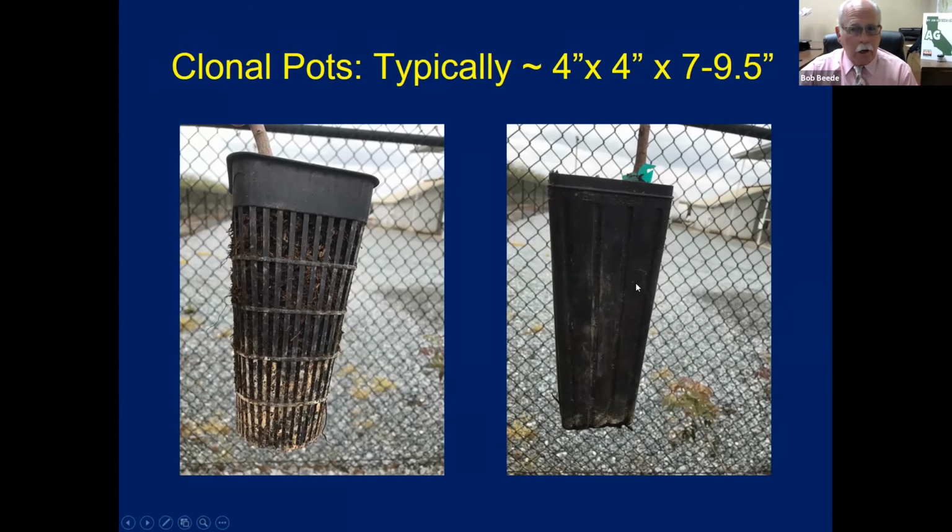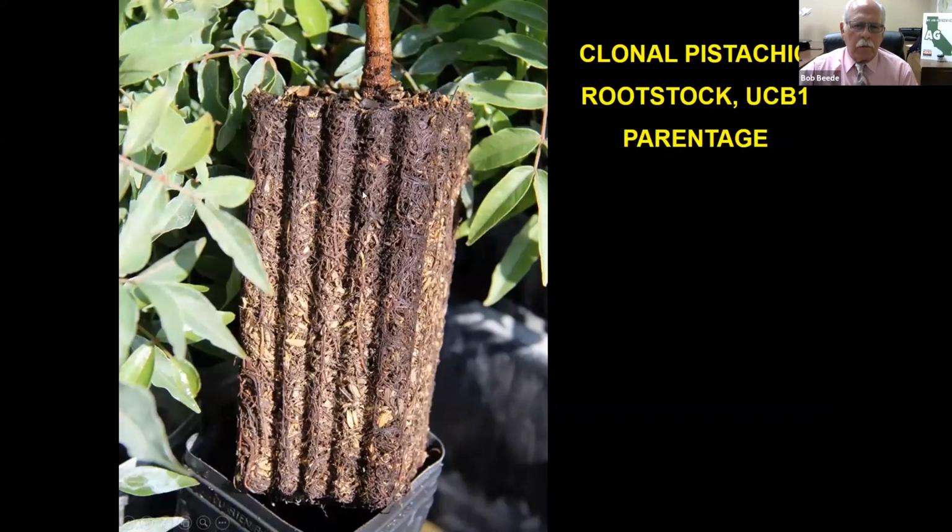Here's another very common pot, one that has been also successfully used. They're typically 4 by 4 by 7 to 9.5 inches tall, and this pot has been used for many years. However, the root mass that can result from the closed pot, depending upon the age of the tree, how long you've grown it in the nursery, can be rather dense.